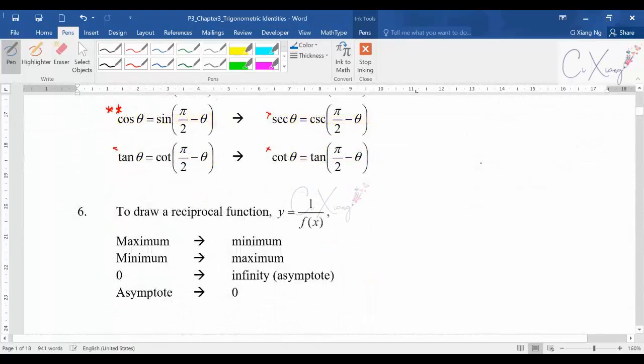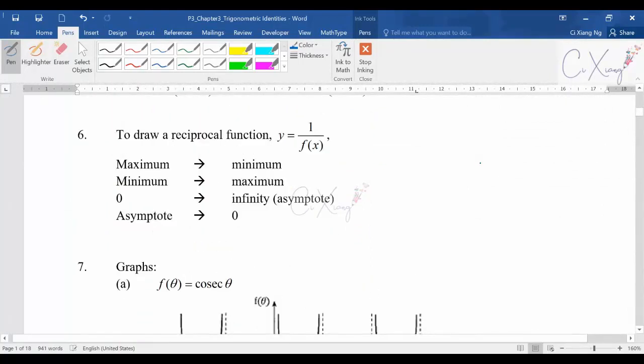After the complementary angle, let us continue to draw reciprocal functions. This is very important to me. Why do I need to know how to draw the reciprocal function? Because reciprocal means 1 over f(x). If I want to sketch cosecant theta, it is 1 over sine. Therefore, you need to know the sine graph first, then you convert it into cosecant theta. That is what we call a reciprocal function.